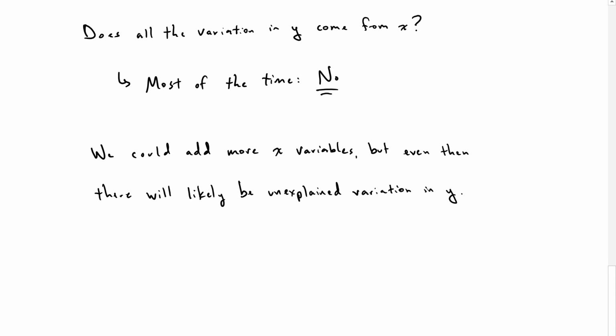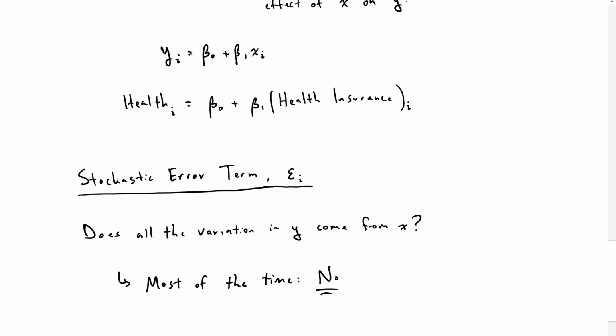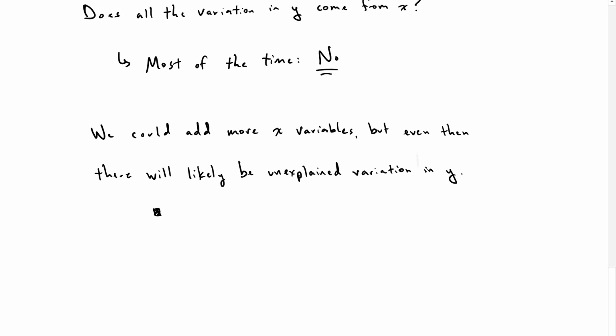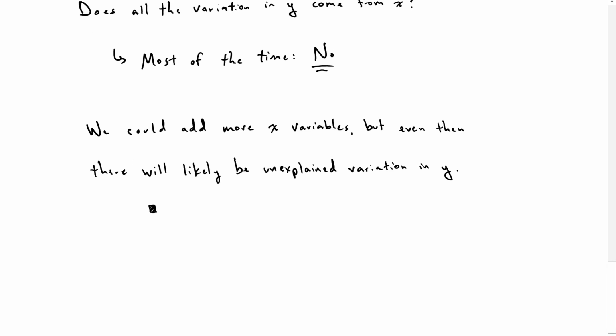Okay, where could this variation come from? Well, if we think about what we have here, the first thing that's missing is a whole bunch of other variables that affect health that we could even think about. We call these omitted variables. So we could think about how much I exercise, what's my diet, what's my family history, and so on and so forth.